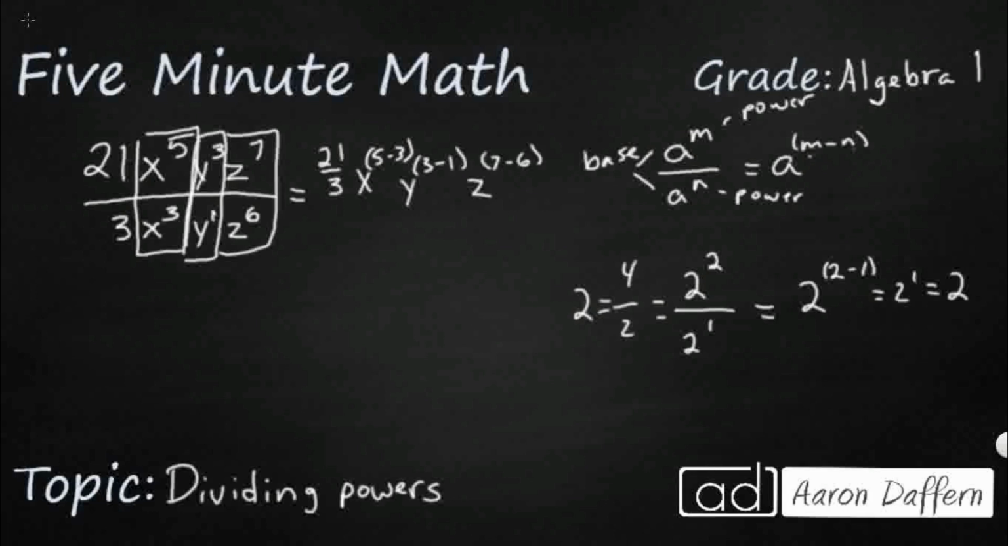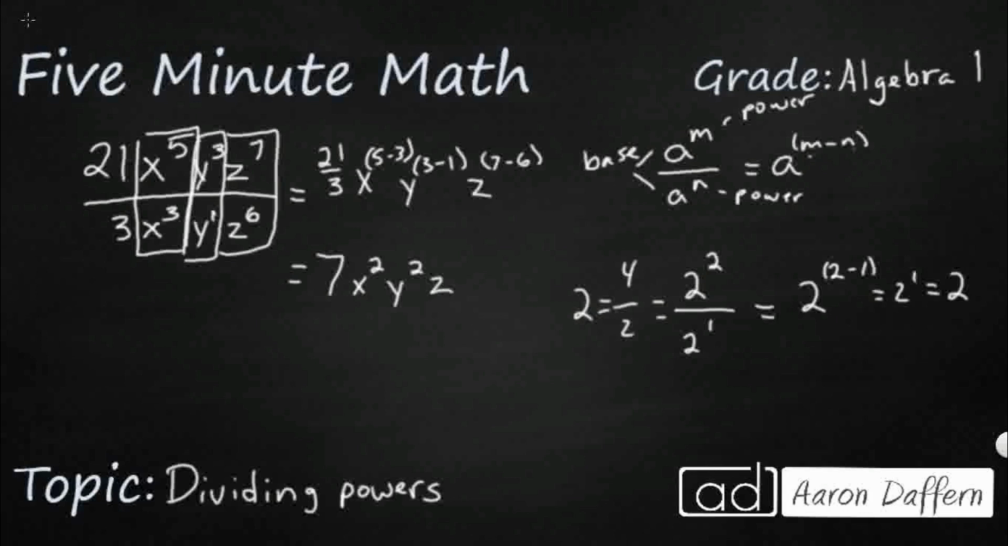So what does that simplify to? Well, 21 over 3 just makes 7. And then I've got an x of 5 minus 3, so it's going to end up being x squared. Y is going to be 3 minus 1, so that's also squared. And then z is 7 minus 6, that's to the 1 power. We typically just leave it off. So that's what all of that means.